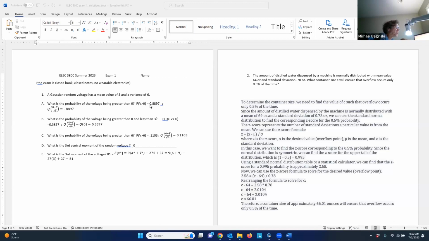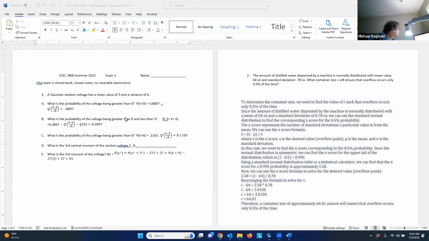By the way, most people got this right. And it's 0.8897, and it's just looked up. You have to take the actual value minus the mean divided by the standard deviation. The standard deviation would be square root of 6, and you'll get this value. Were there any questions about this, by the way? It doesn't matter if you use Q tables or characteristic tables as long as you know how to use them. Anything at all? Most people had no problem with this.